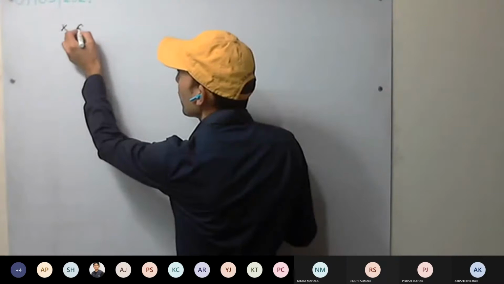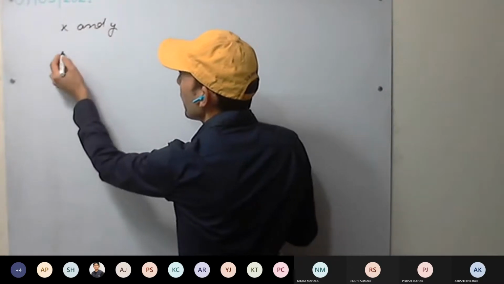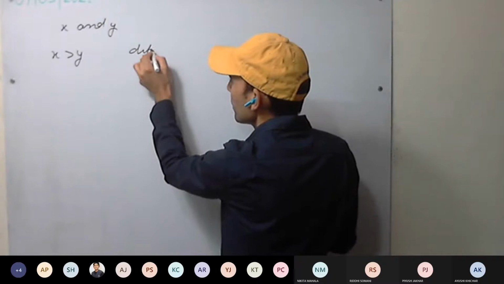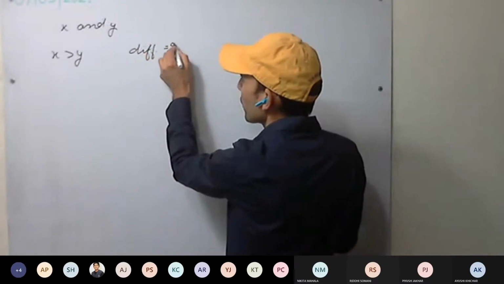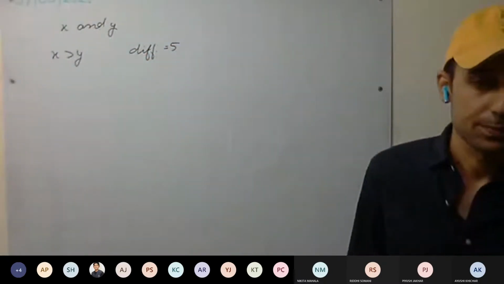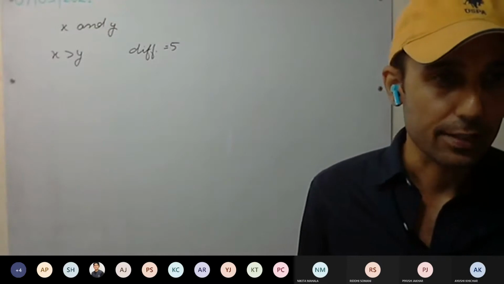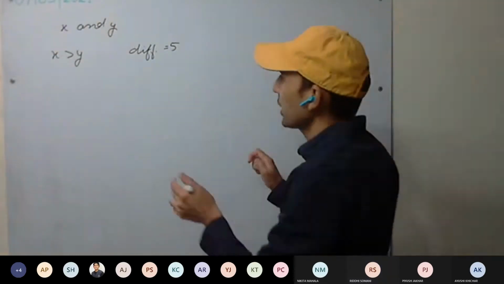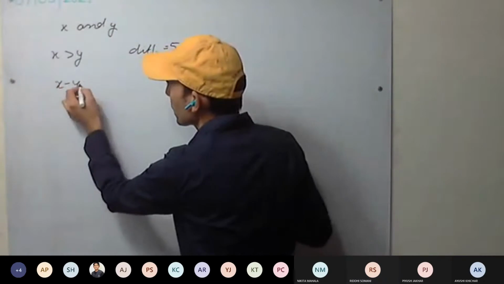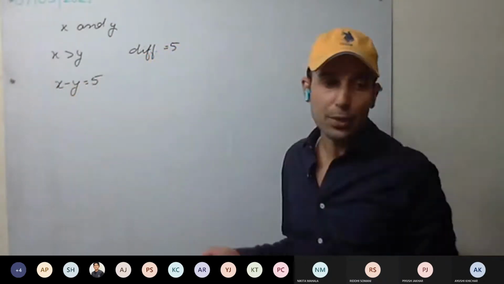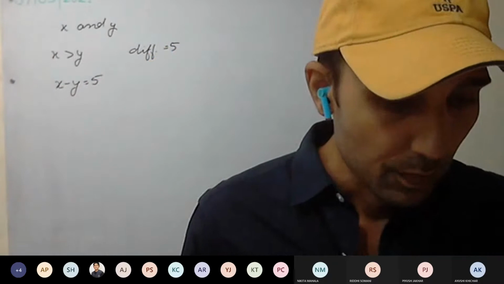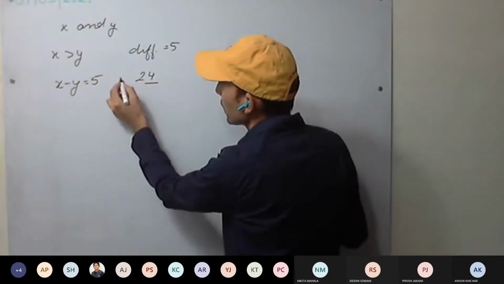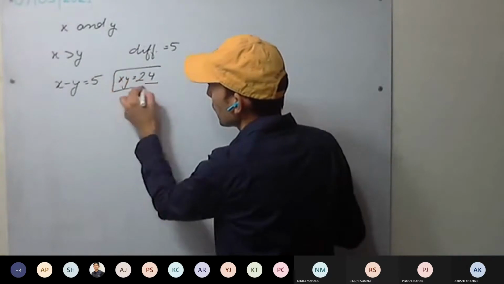It is given x and y are the two numbers, x is greater than y, and their difference is 5. How have we subtracted the numbers, x minus y or y minus x? X minus y, as given in the question. X minus y equal to 5. And their product is 24. That is xy equal to 24.